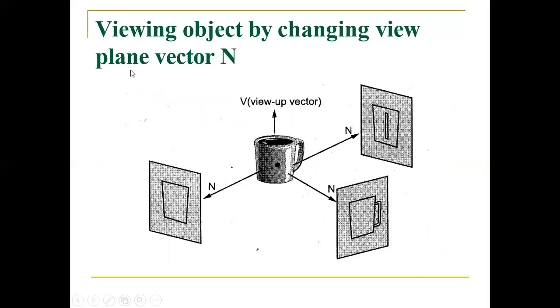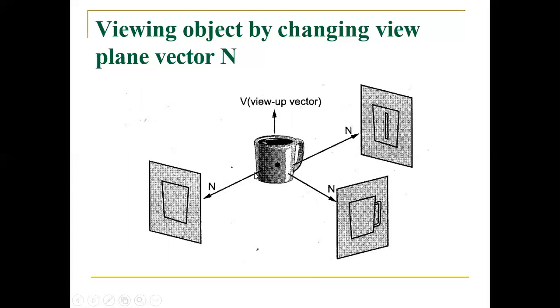We can also view an object by changing the view plane vector, right? That means whether I want to view from the top view, the front view, the side view, or the behind view. These are the different viewing positions of the view vector.